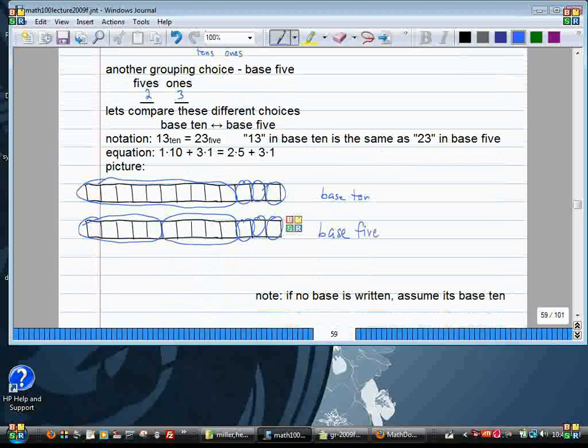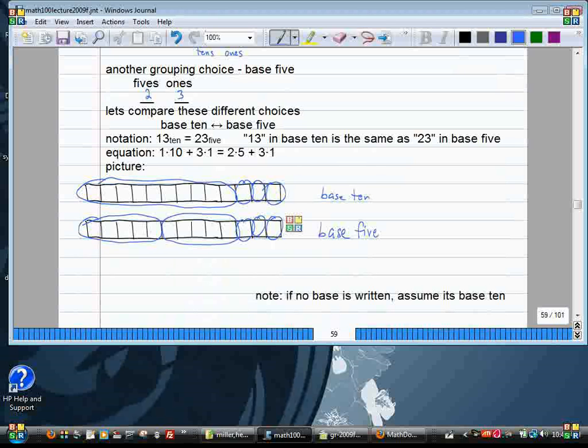So, just a quick note going forward. If no base is written, you can just assume it's base 10, the good old numbers that we're used to. So you don't suddenly have to go around writing the word 10 next to every single number that you write down. Just the other bases, to remind ourselves that there's something different going on.